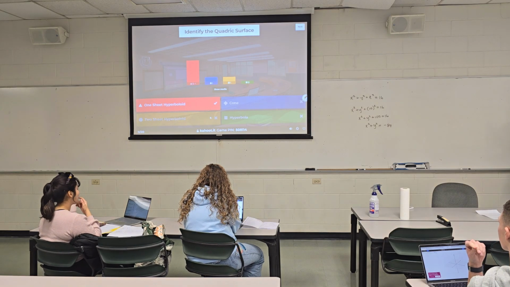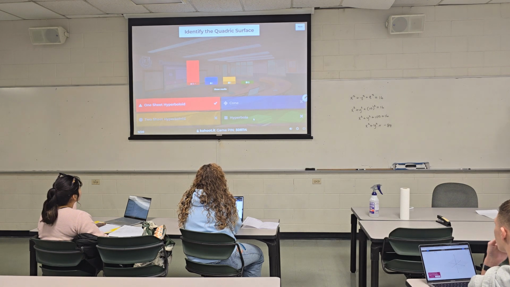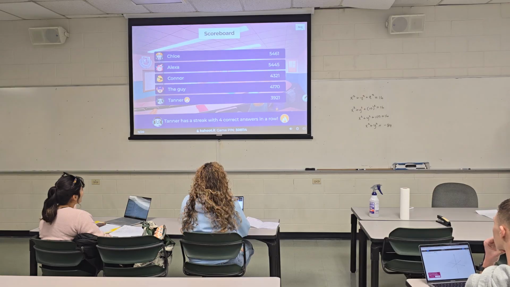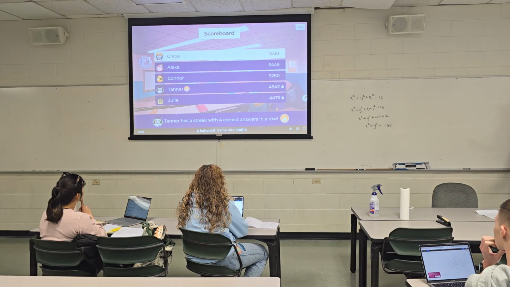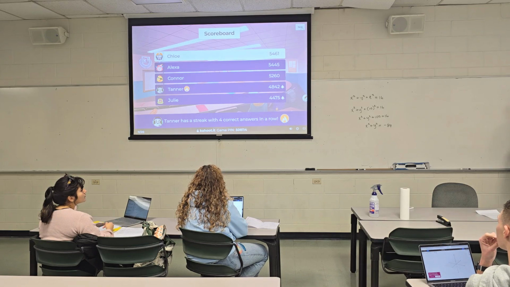So the 2-sheet one is quite literally split into 2 pieces. No one fell for the hyperbola, but that's a 2-dimensional figure. That's when it's split into 2 branches. There's no connection between the 2.